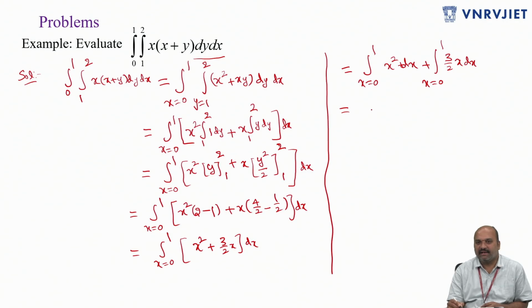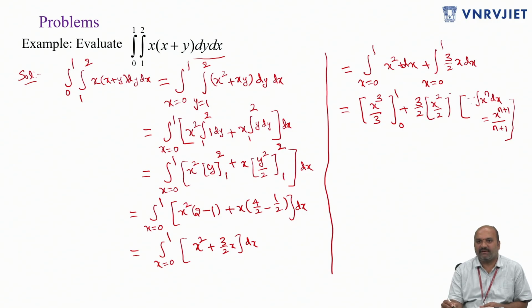Now let's integrate. What is integral x square? It is x cube divided by 3. Integral x power n is x power n plus 1 by n plus 1. So it is upper limit 1, lower limit 0. For your reference, I'll write the formula here. Integral x power n dx equals x to the power of n plus 1 divided by n plus 1. Whenever it is necessary, I'll write the formulas beside. Now it is plus 3 by 2, which is constant. Integral x dx is, of course, x square by 2.